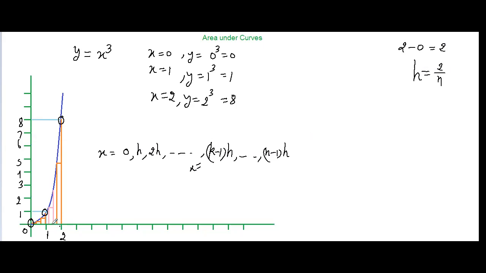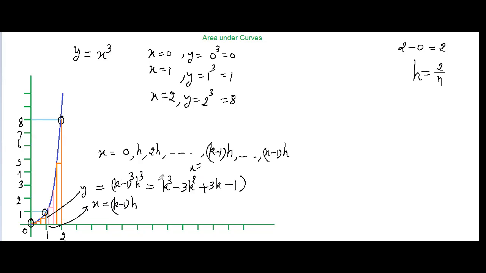And here is this point. I have taken x coordinate for this point equal to k minus 1 h. This very rectangle's height y will be given by x cube formula. So this is k minus 1 cube into h cube. That is equal to k cube minus 3k square plus 3k minus 1. This is how the whole cube expands, into h cube.